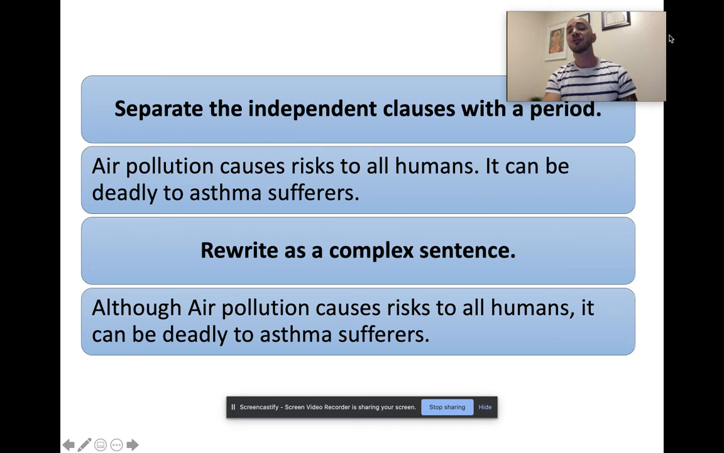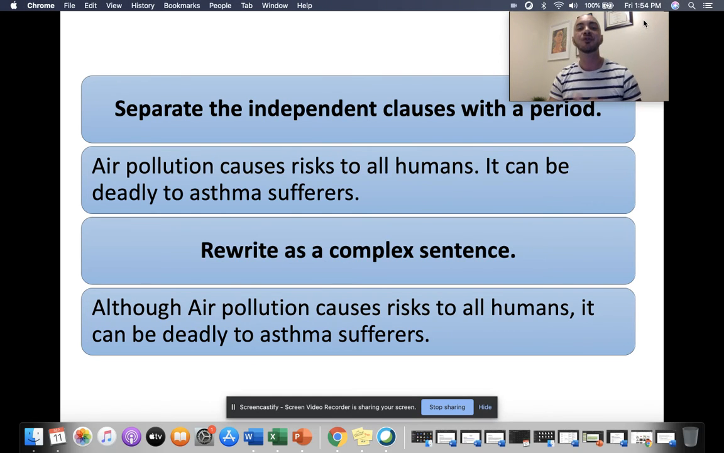Another thing that you can do is just separate the two sentences, forget a compound sentence altogether, and make this into two completely separate sentences. We can do that by placing a period in between the two independent clauses. Air pollution causes risks to all humans. Full stop, period. It can be deadly to asthma sufferers.